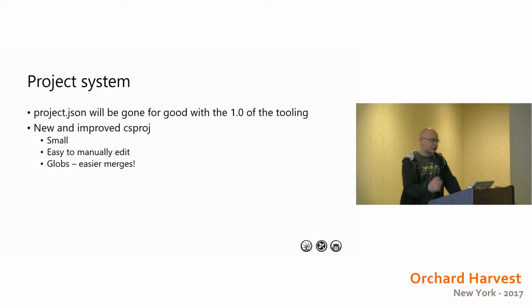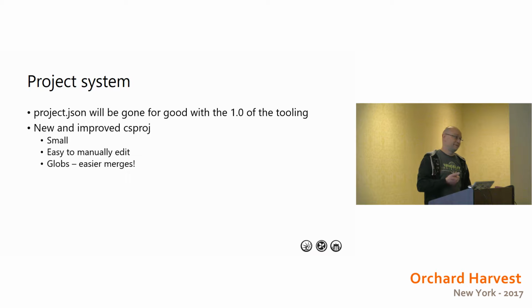It uses globs. Globs are those patterns where you say, okay, I want to compile all the files in this folder. So instead of specifying all the CS files one by one in your CS proj, like it was the case before, you just say, I want to compile everything that ends in CS. And that's that. This is really important in terms of merges, because if you've ever had to merge CS proj files or solution files, they are nasty.